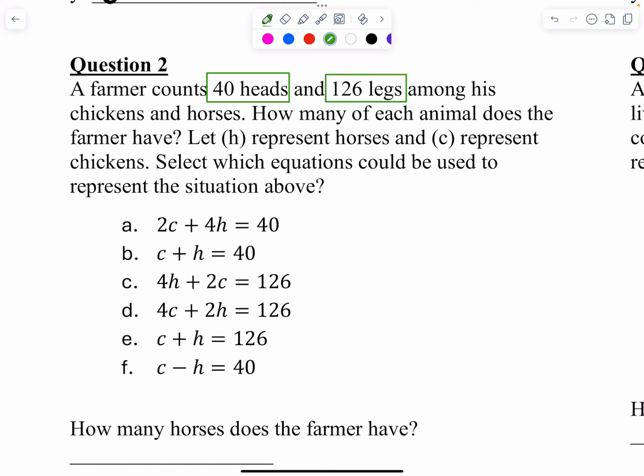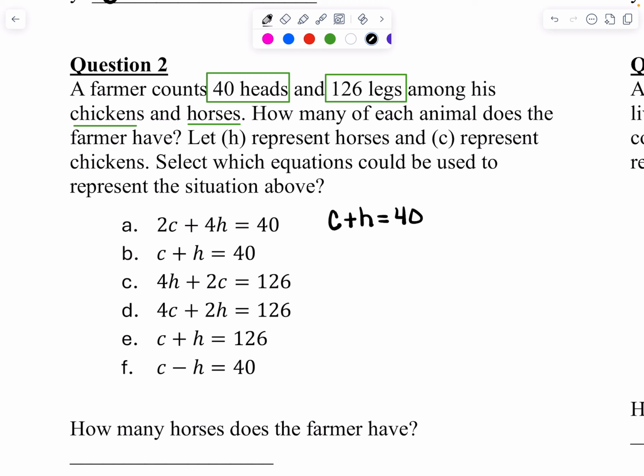Okay? He is counting chickens and horses. So if my totals are 40 and 126, we can use that to write the equations. Well, when I think about chickens, a chicken only has one head. Okay, a horse only has one head. But total, he counted 40.